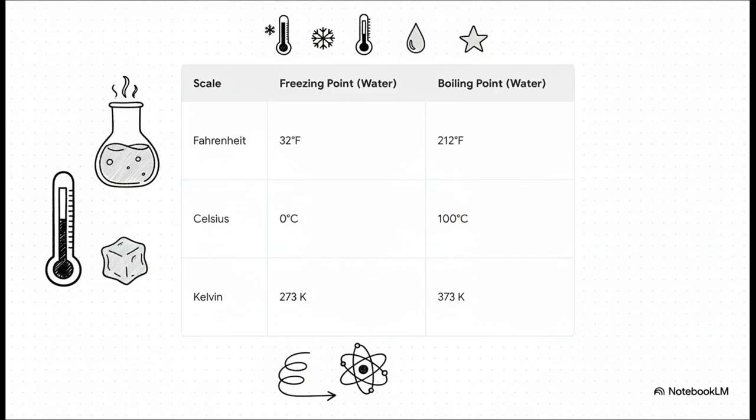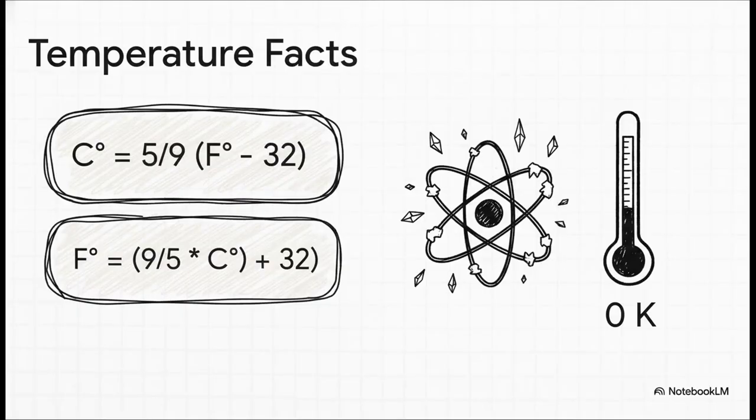You got Celsius, where water freezes at 0 and boils at 100. Super simple. Then there's Fahrenheit, which you're probably used to, with 32 for freezing and 212 for boiling. And then there's Kelvin. That's the one scientists really love, and we're about to see why. Now, don't worry, you probably won't have to do these exact conversions on the test. The important thing is to know they're related.